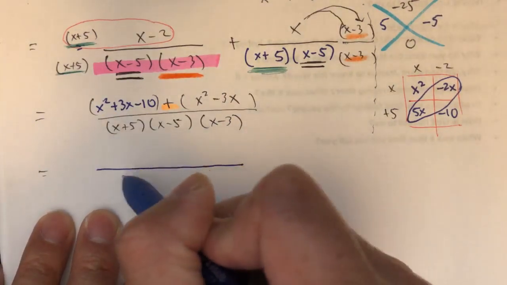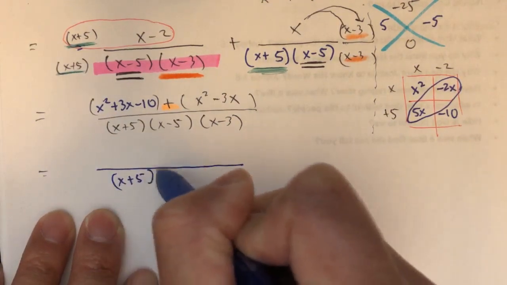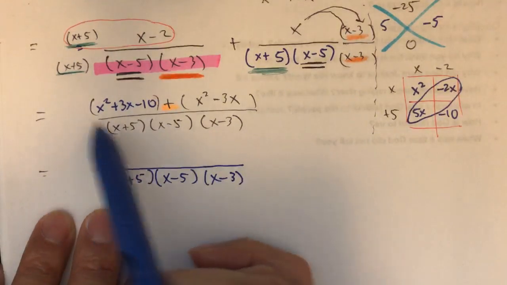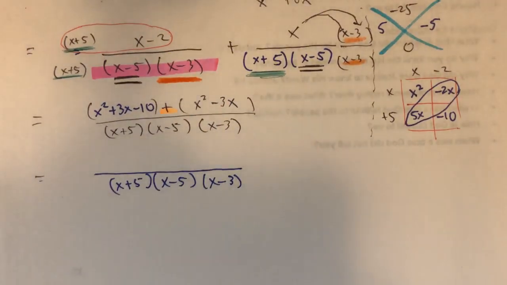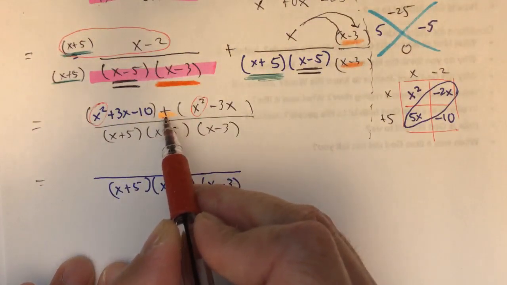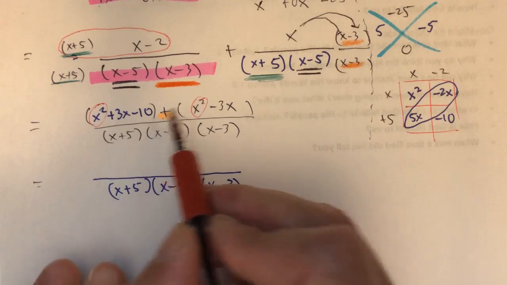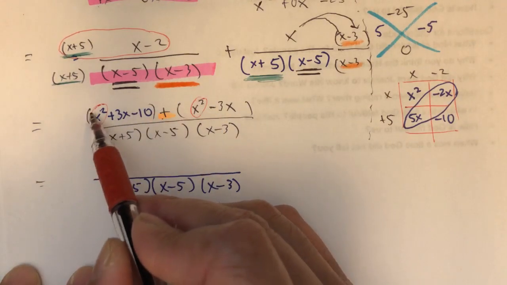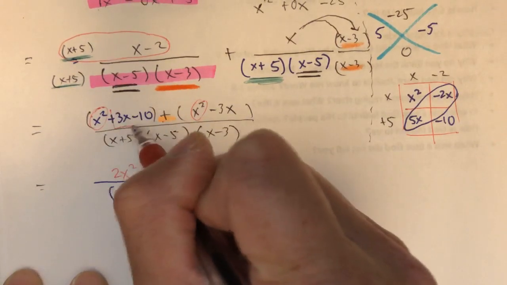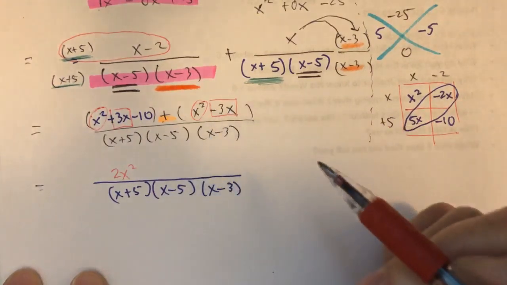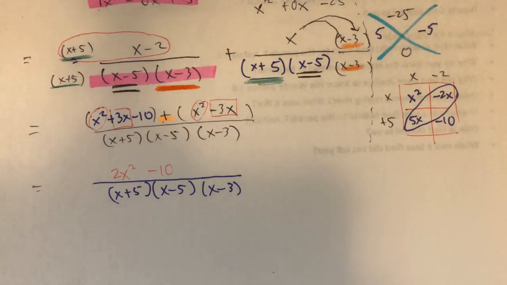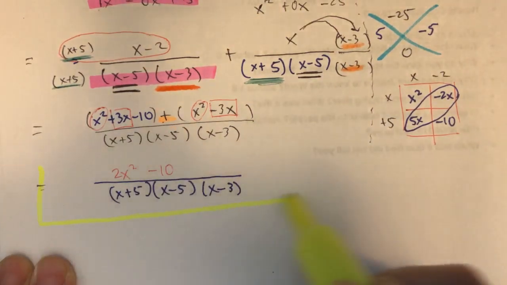So now again, the denominator stays the same, just repeat it. And now I can just combine like terms. You don't need the set of parentheses. Remember, I highlighted that just in case it was a subtraction, then you would have to distribute the negative sign. So 1x squared plus 1x squared gives you 2x squared. These are like terms here. 3x minus 3x actually equals 0x, so we don't have to write that, and then the minus 10. So this would be our answer.